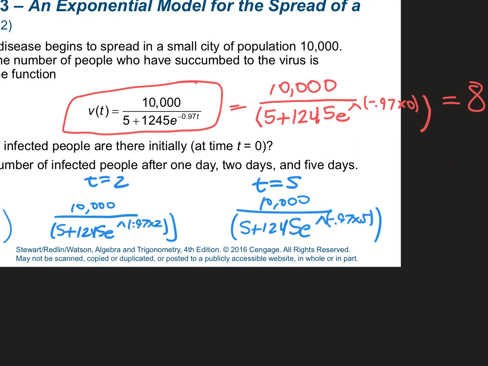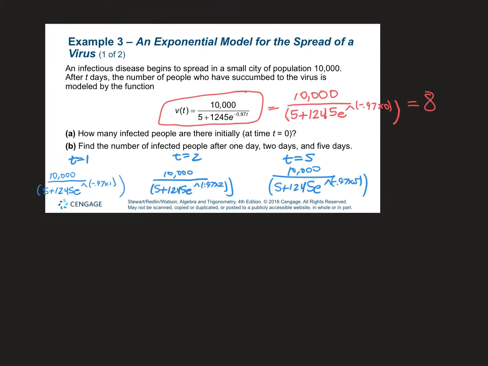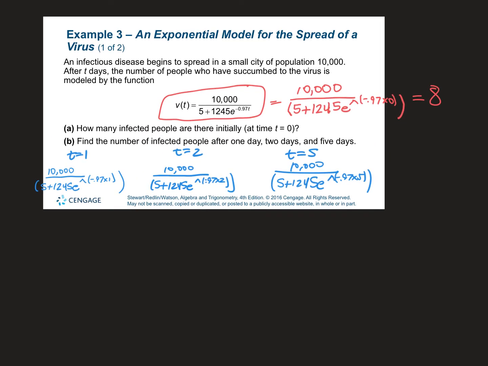Now remember, this is a word problem. We're talking about the number of people affected after a certain amount of days. So we should round to a whole number. Right? So if there was 8 people initially infected, how many were infected after day 1? What'd you guys get?